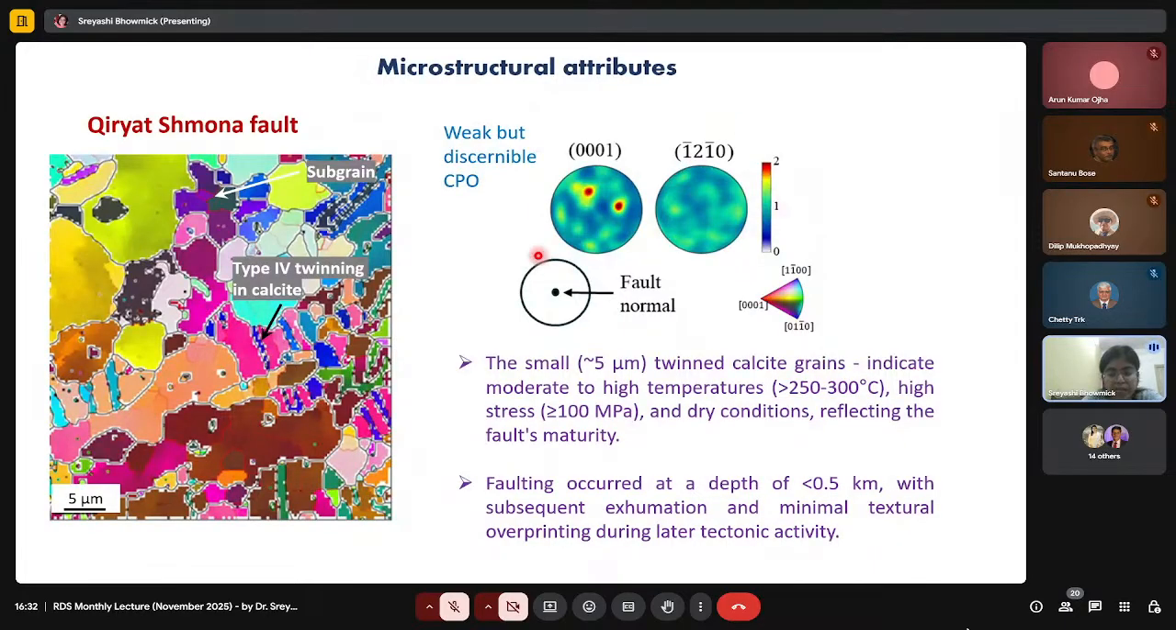And here we have a weak but discernible CPO. Now, if we observe here, the CPO of calcite makes a very low angle with the fault normal. So this is also common in several studies where they show that the C-axis of the calcite shows a parallelism with the K3 axis of AMS. And if you remember, the K3 axis was perpendicular to the magnetic foliation. So that means this is my fault normal.